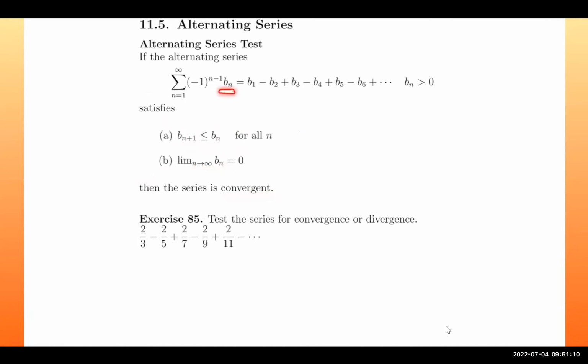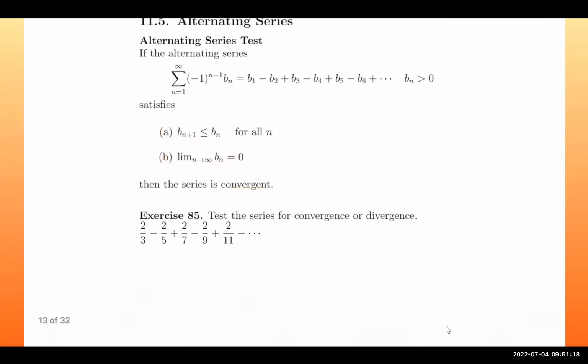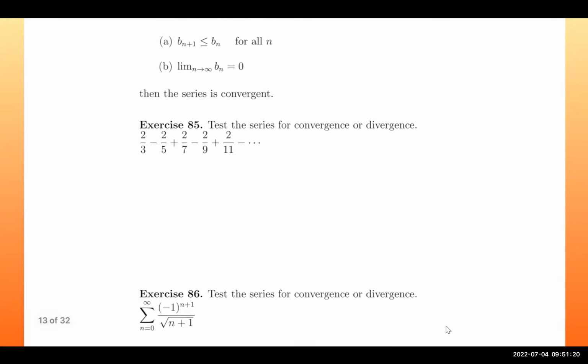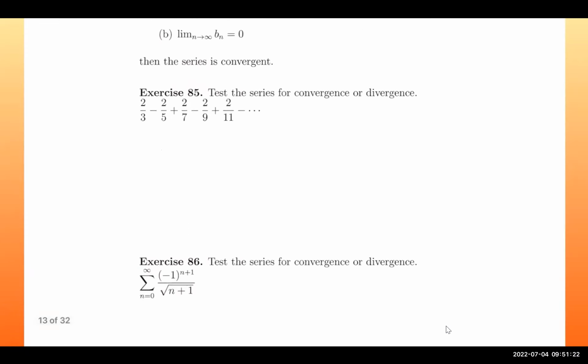So we first need to show that b sub n is decreasing. That's what this means. And then we can show that the limit is equal to 0. Then that will tell us that the series converges. So for this first example, we need to write this in series form. Notice that the top is always 2. The bottom is increasing by 2 each time. So that's an arithmetic sequence.